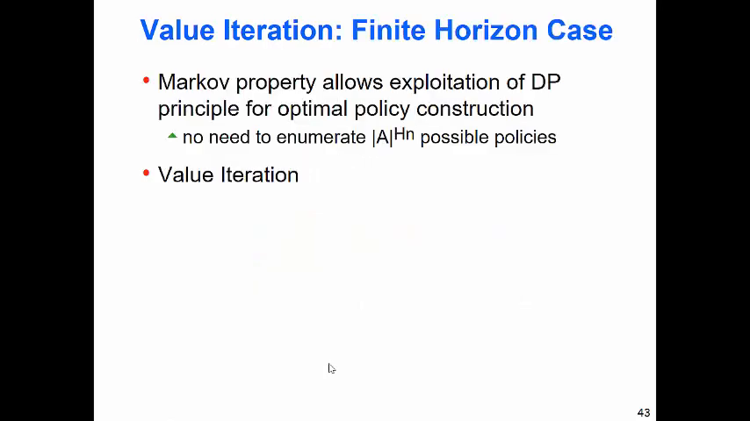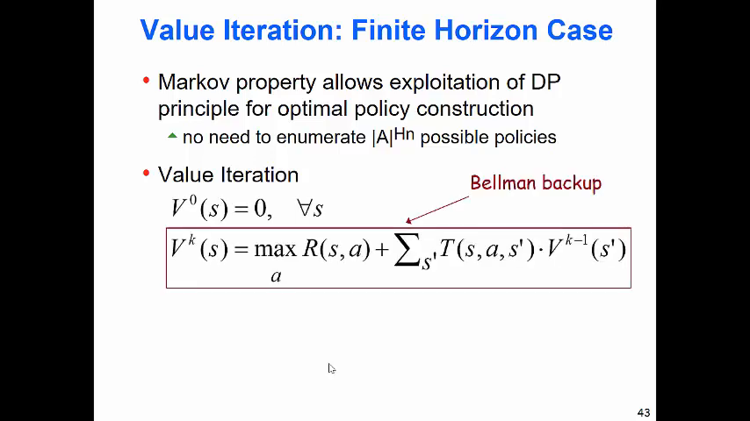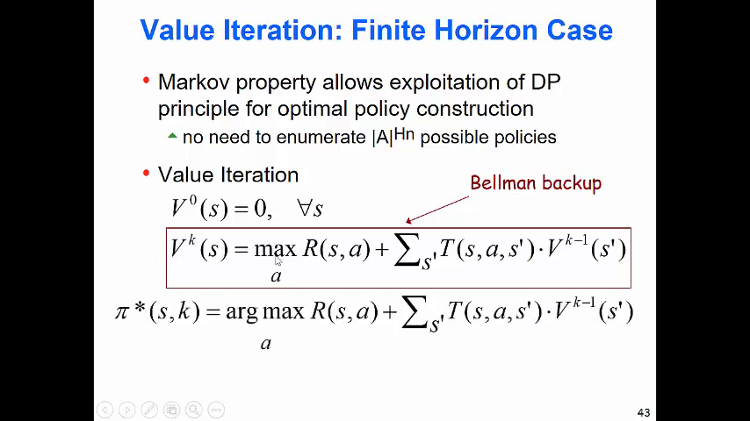All right, so one thing to notice is that we were able to avoid the exponential complexity of trying to optimize a policy, right? By exploiting the Markov property, which allowed for a dynamic programming approach. And here we have the equations for value iteration, finite horizon value iteration. Pretty much what you would expect.